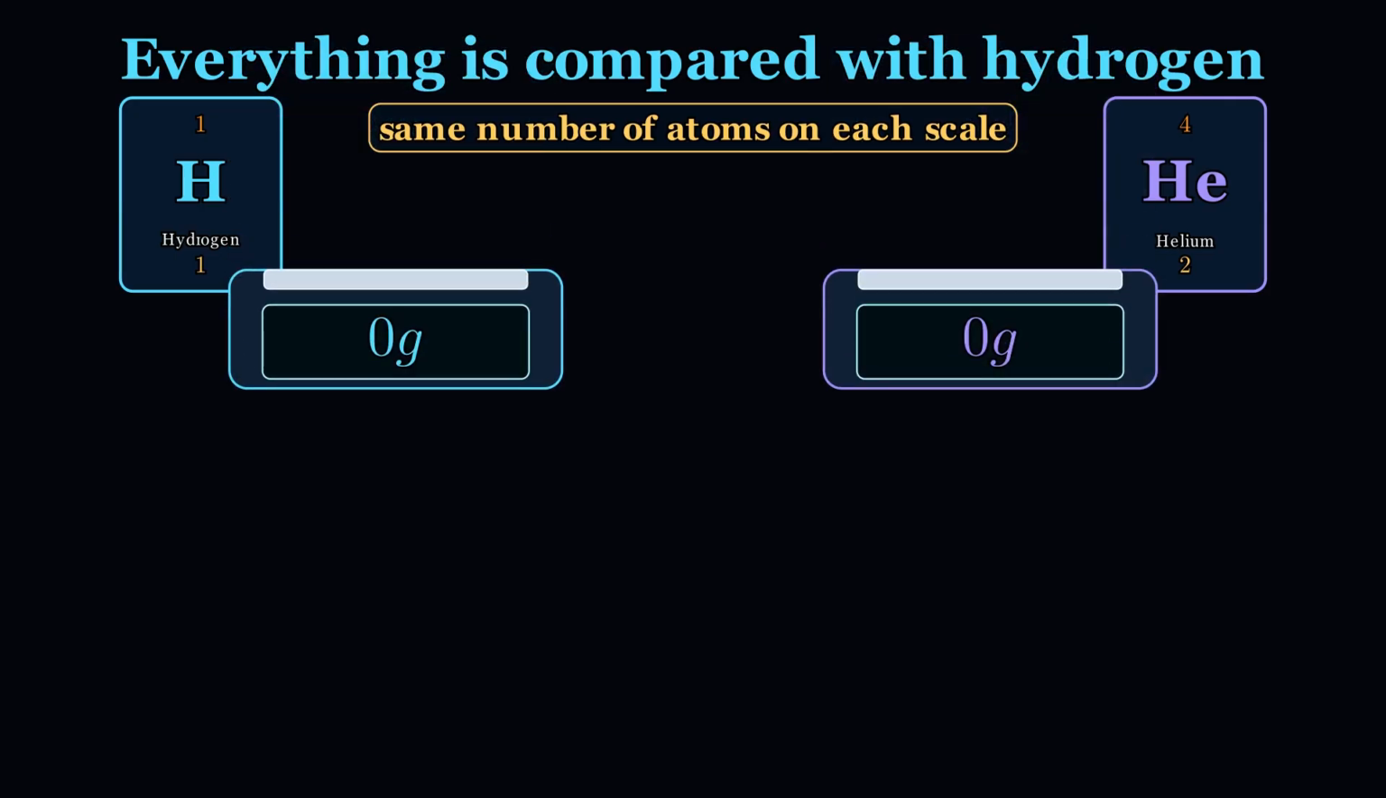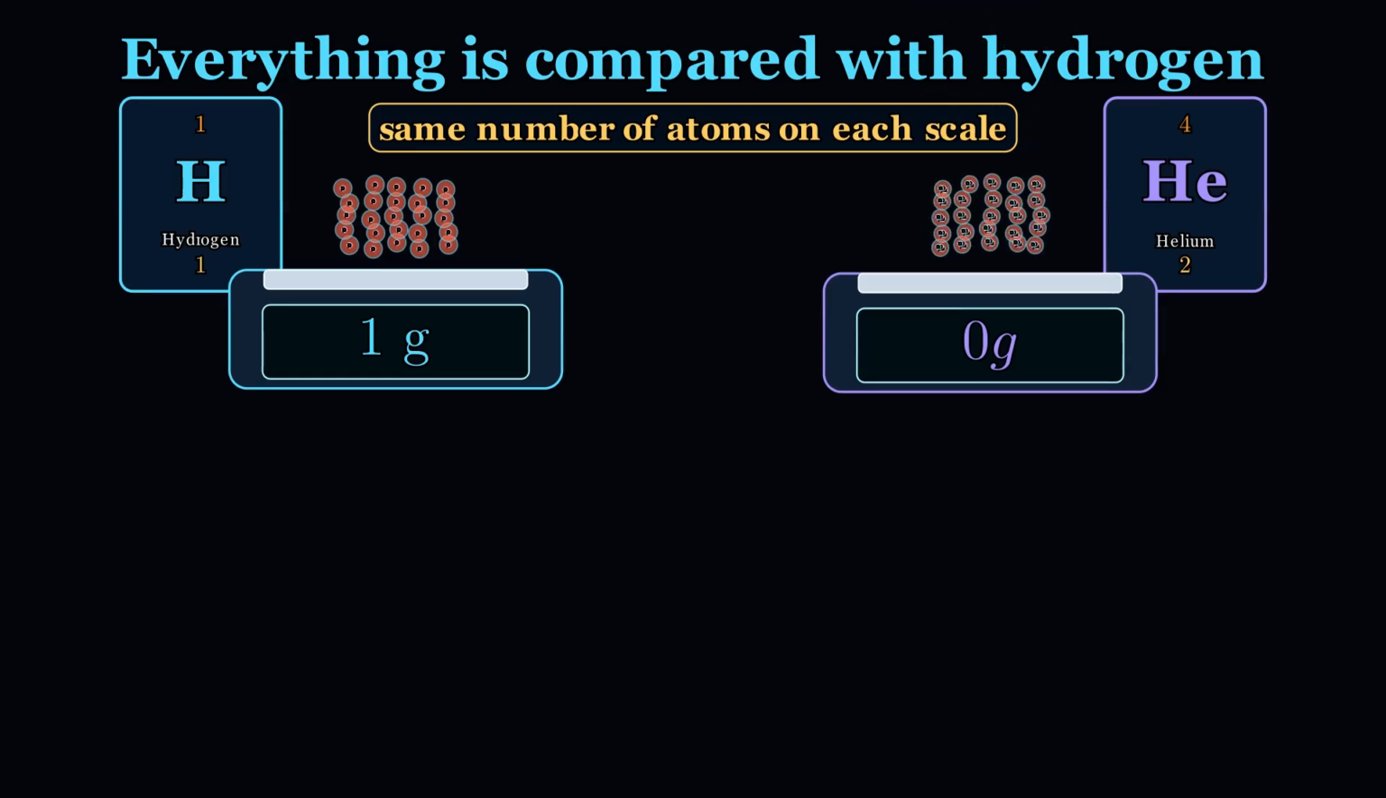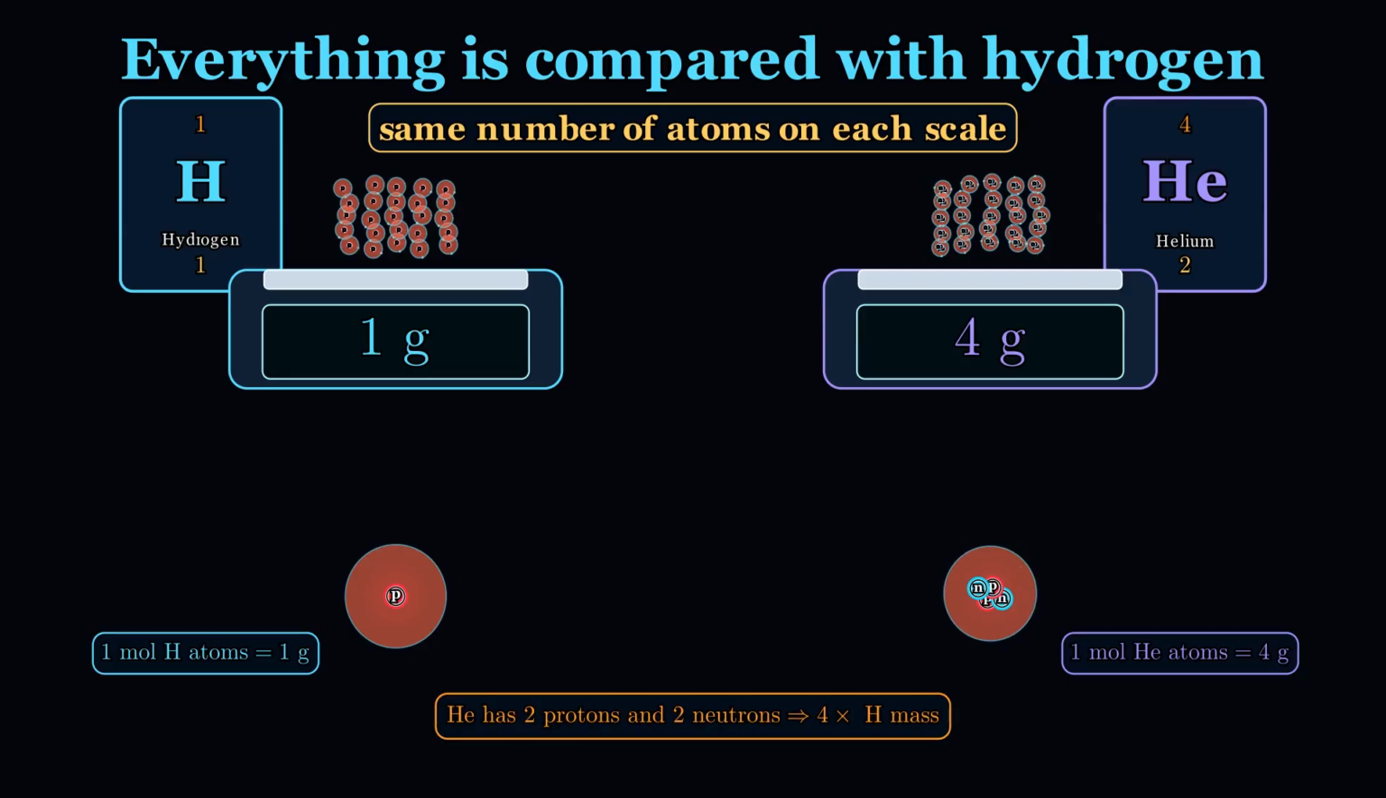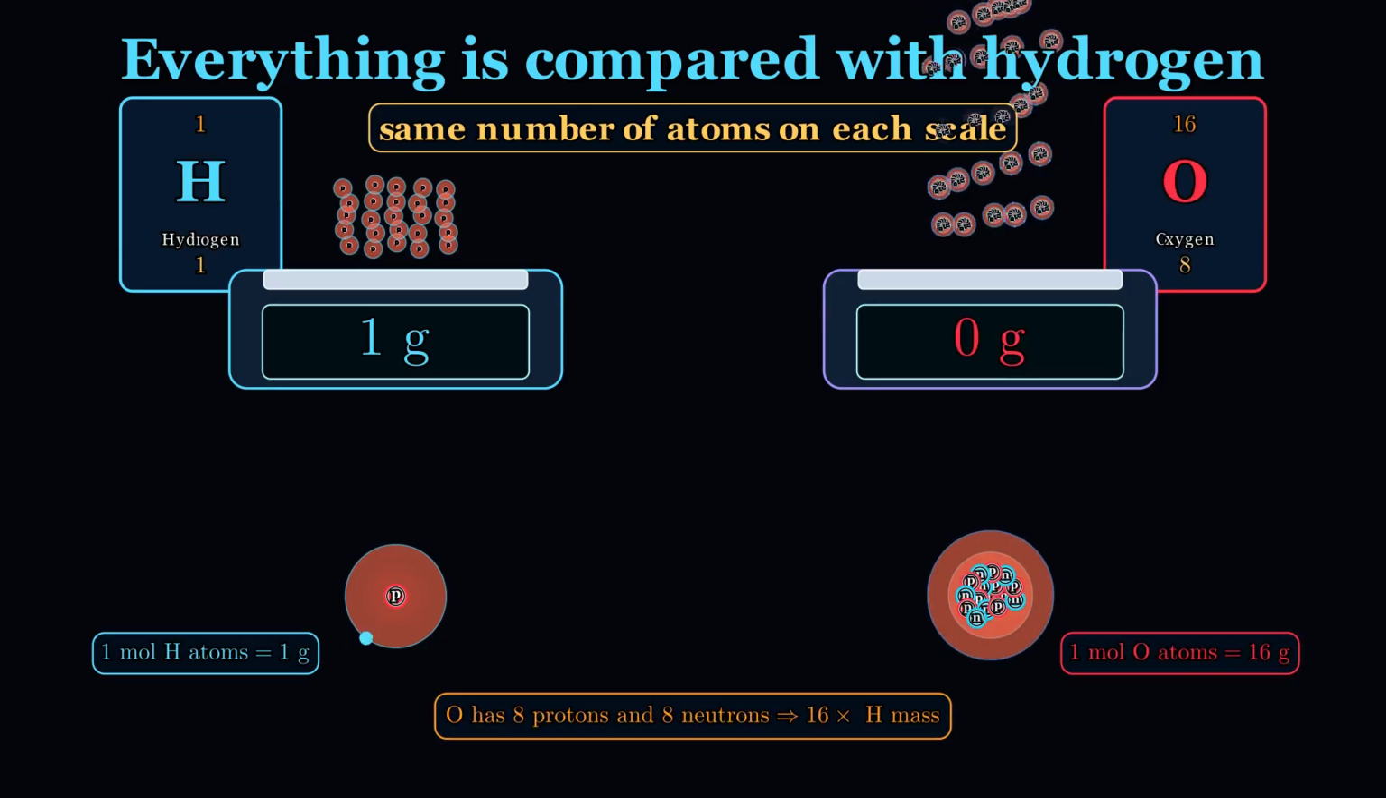Now bring it back to hydrogen. Everything here is being compared with hydrogen. 1 mole of hydrogen atoms is about 1 gram. If we take the same number of helium atoms, the mass is about 4 grams. That is because each helium atom has 2 protons and 2 neutrons. So each helium atom has 4 heavy particles in its nucleus. That makes helium about 4 times heavier than hydrogen. Now compare hydrogen with oxygen. The same number of oxygen atoms has a mass of about 16 grams.